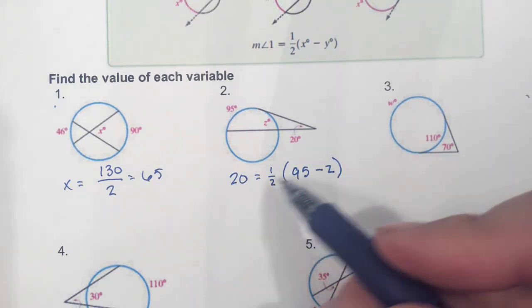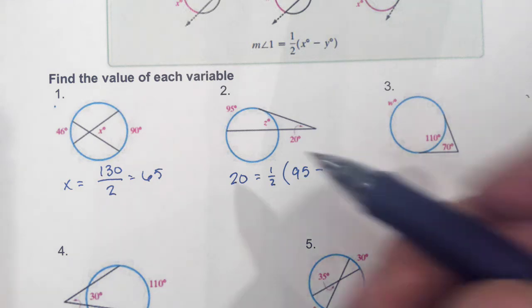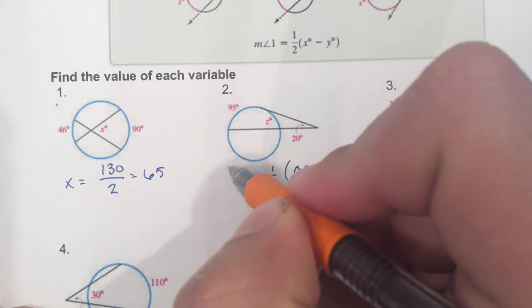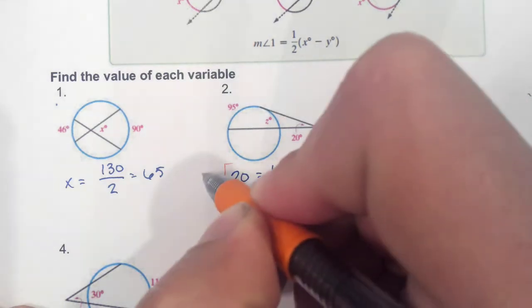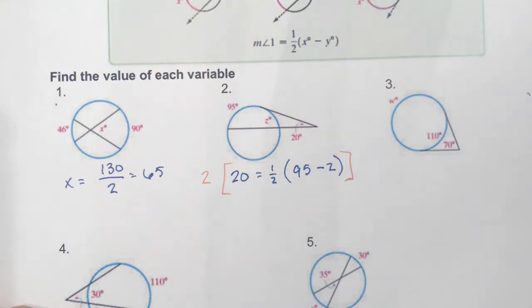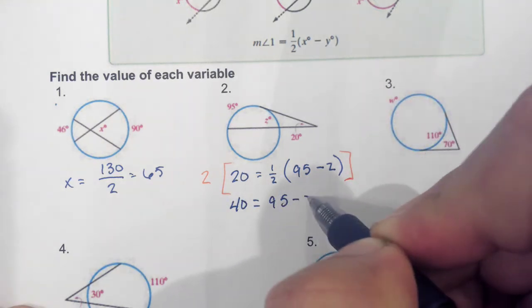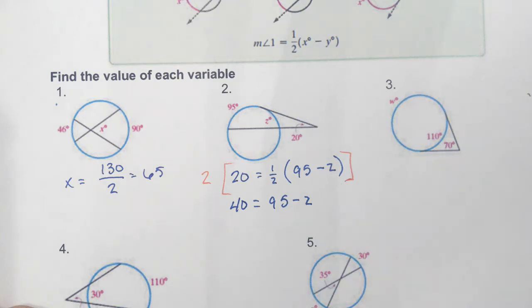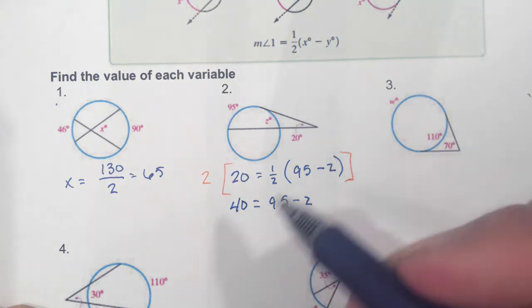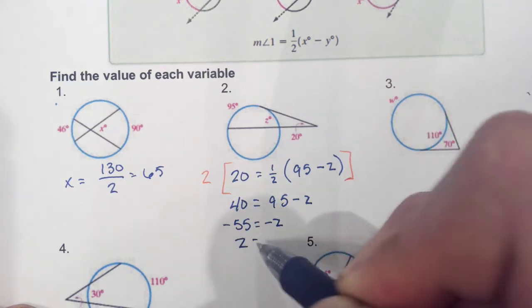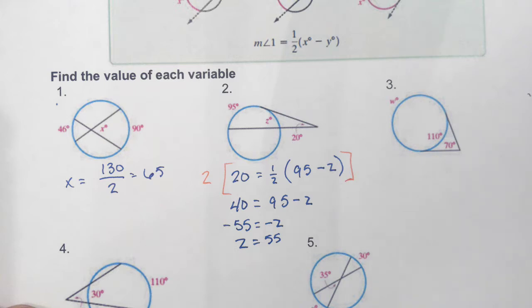I don't like to deal with fractions. I don't want to deal with decimals and 1/2 z's. So the first thing I would do here is multiply the whole equation by 2 to get rid of the fraction. That would give me 40 equals 95 minus z. That's a lot easier to solve. Subtract 95 and you've got negative 55 equals negative z. So of course z is 55. Simple enough, right?